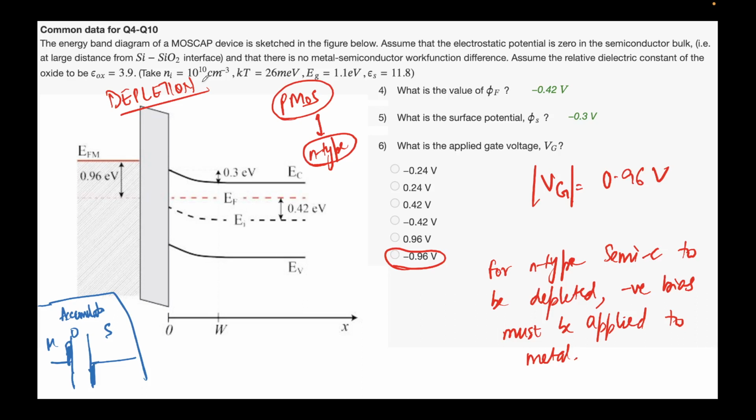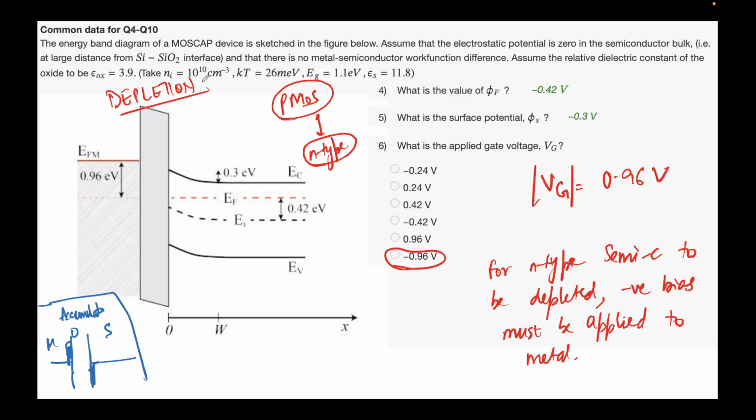This is the difference between the levels of EC at the surface, or the semiconductor-oxide interface, and the bulk, similar to the concept called VBI. This is 0.3. What is VG? VG is minus 0.96. Note, already done that. Vox, we don't know. Plus phi s. What is phi s? Phi s is minus 0.3. So Vox will turn out to be minus 0.66 volts.